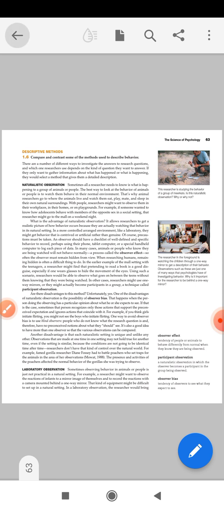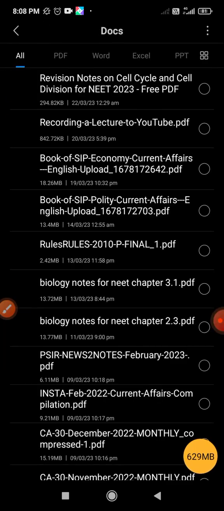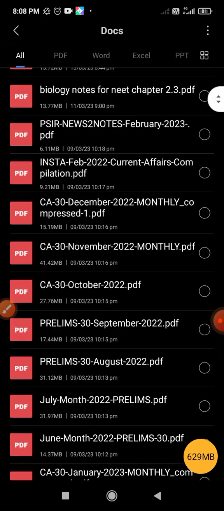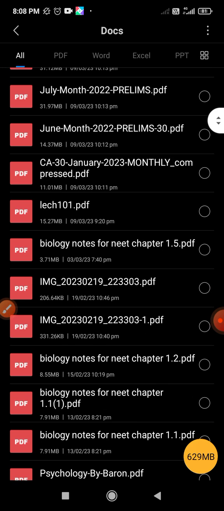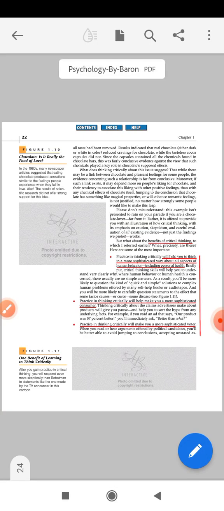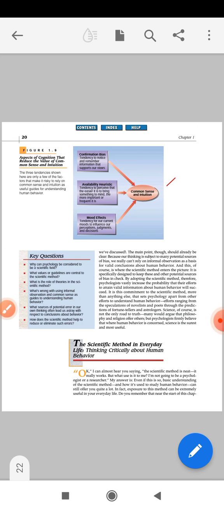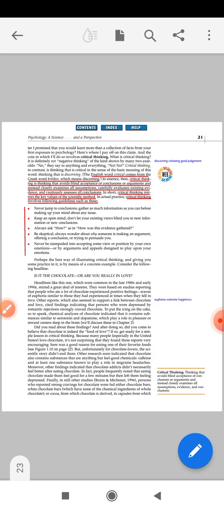So let me open it. Where is that? Psychology by Baron. We were here. They have taken some other example, not computer science. The same thing is repeated, but with some other example.